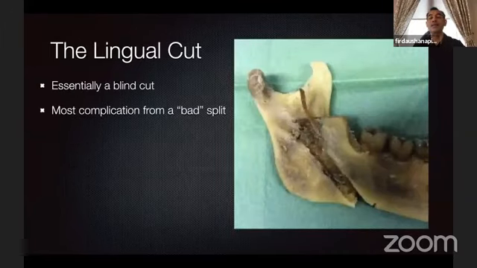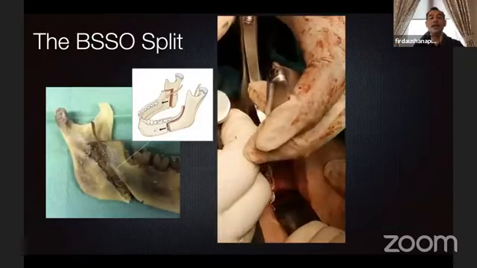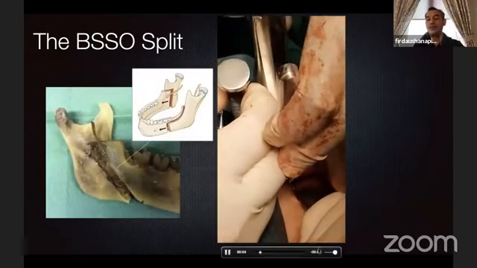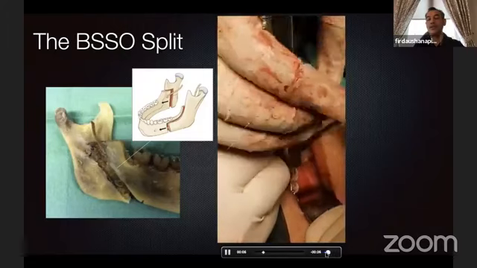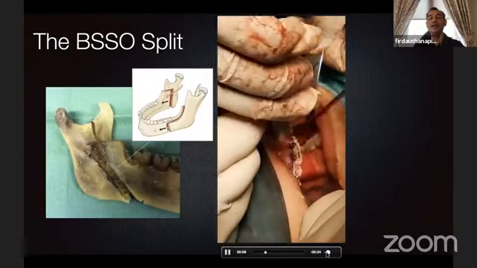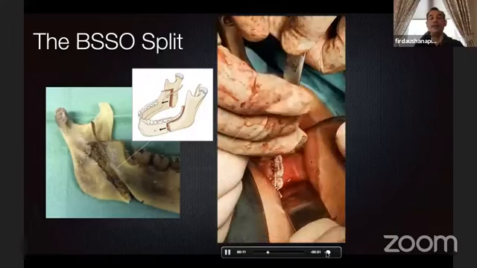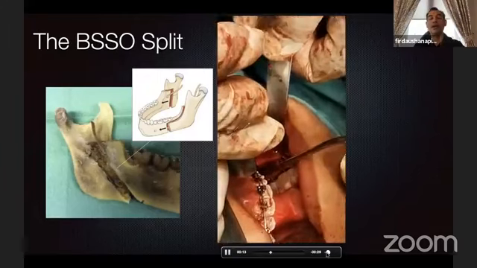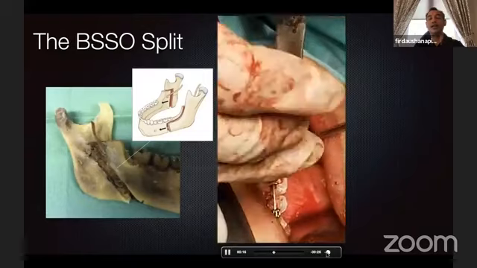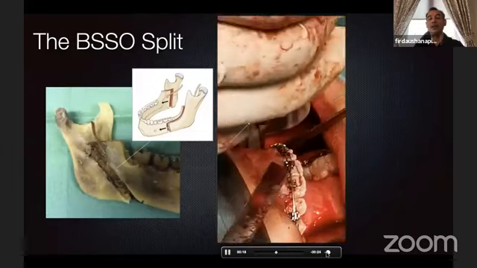The lingual cut is the riskiest because it is essentially a blind cut, and most complications come from a bad split. If you don't cut well, and you don't get the level right, you have a bad split that can go all the way down to the condyle. You can see that it is very noisy in the theater. You can see that with the smooth spreader, you can actually fracture that lingual side. So that's where we go for the lingual split.